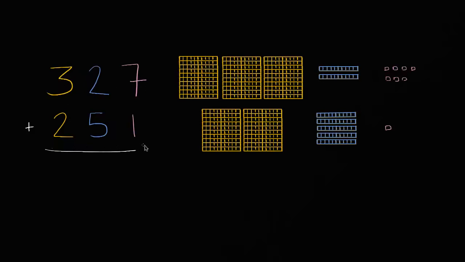So I have two numbers here that I want to add together. The first number is 327, and that means 3 hundreds. I have a 3 in the hundreds place, and you see them right over here. You see the 3 hundreds. Each of these big squares has 100 little squares in them. So 3 of them is going to be 3 hundreds.